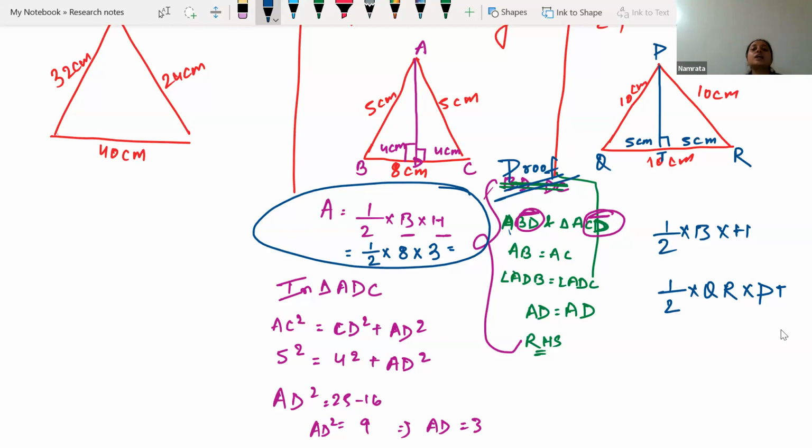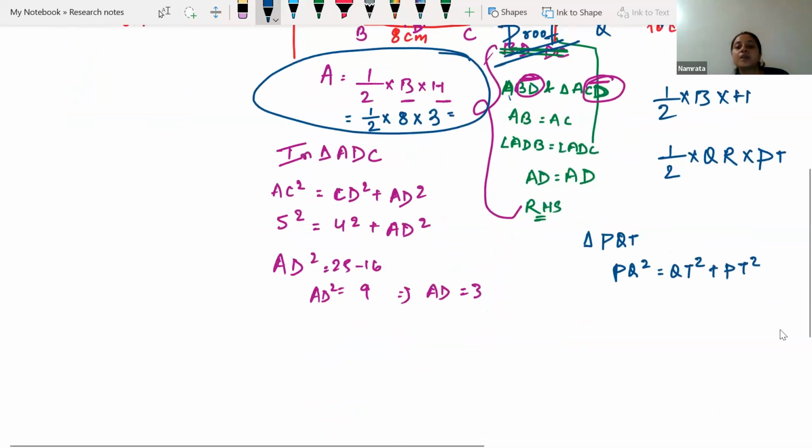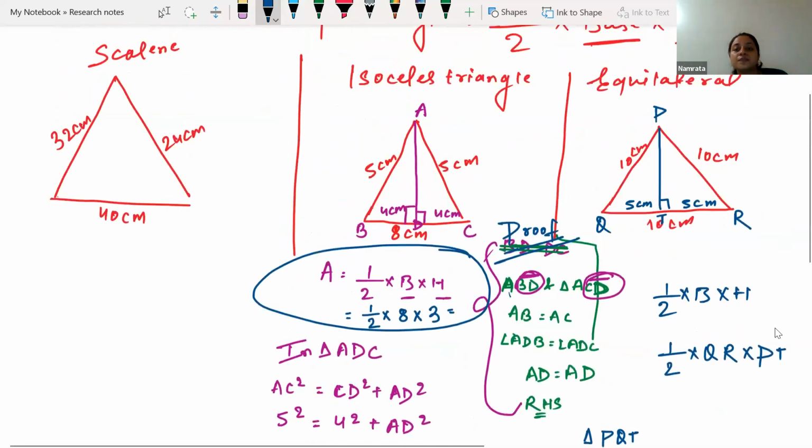Now again, with the help of Pythagoras theorem, we will be able to find the height PT. If we take any one of the triangles, that is right angle triangle PQT, then hypotenuse square, that means PQ square, is equal to base square, that is QT square, plus PT square. From here, PT we will be able to find. Let's find it. PQ is 10.